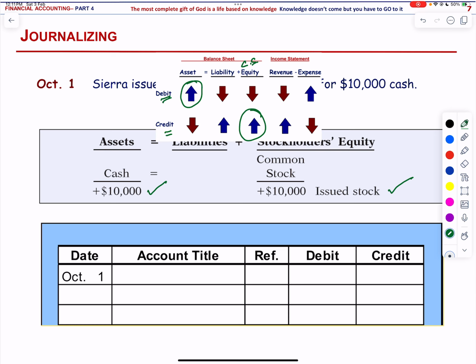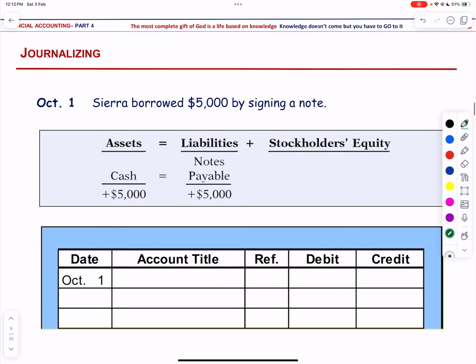So the general entry will be cash debit, and don't forget that we have to leave some space while crediting. This is called indenting. And common stock is going to be credit by 10,000. Now debit amount will be put in the debit column, and credit amount will be recorded in the credit column. You can see that the debit is equal to credit. We look into another transaction now.